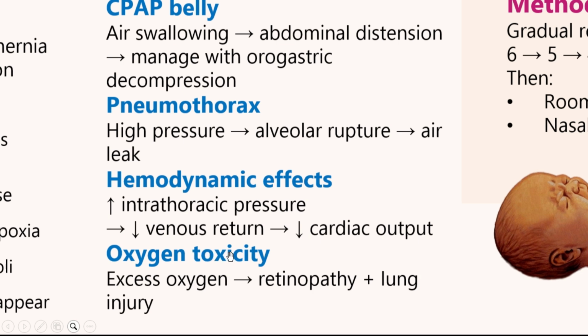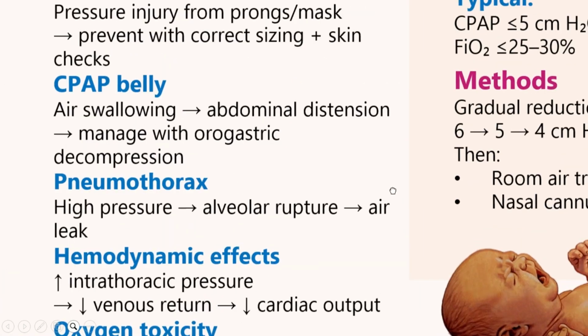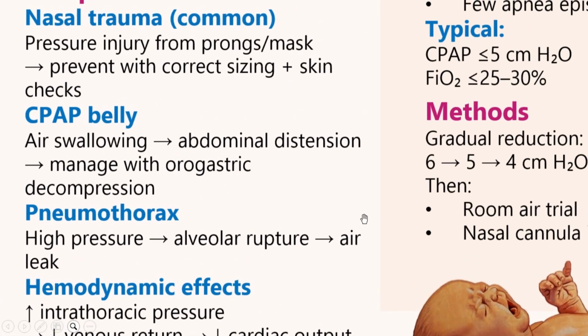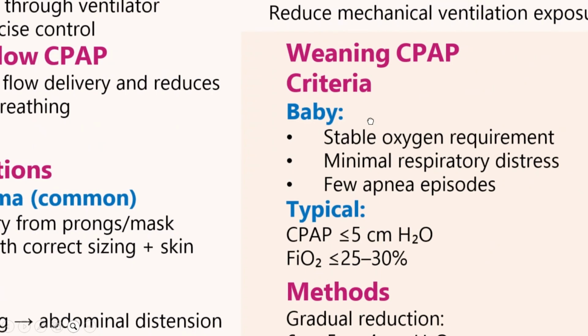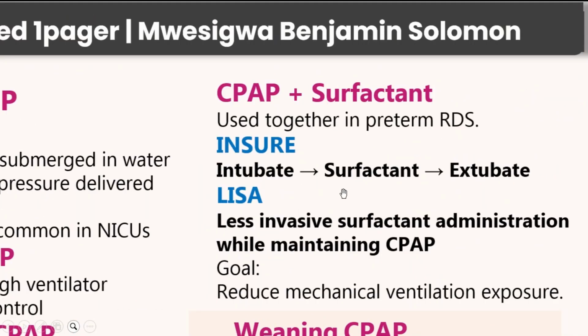Oxygen toxicity is something that is very important to understand, because excess oxygen can cause the proliferation of retinal vessels and cause retinopathy, and also it can cause lung injury. And sometimes we have persistent pulmonary hypertension in children who have been on oxygen for a long time. So sometimes we give CPAP as well as surfactant, and these are used together in preterm respiratory distress syndrome.